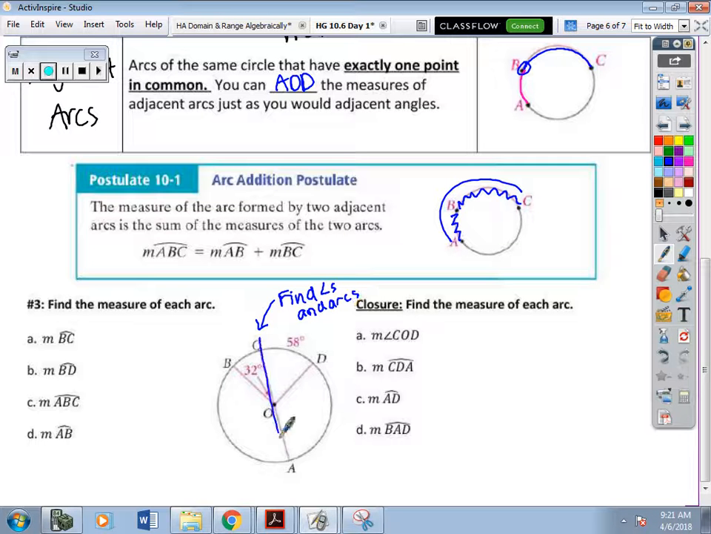So notice how this is a semicircle. A semicircle has 180 degrees in it. So what would this angle have to be? Angle BOA. Marquise? 148. 148.